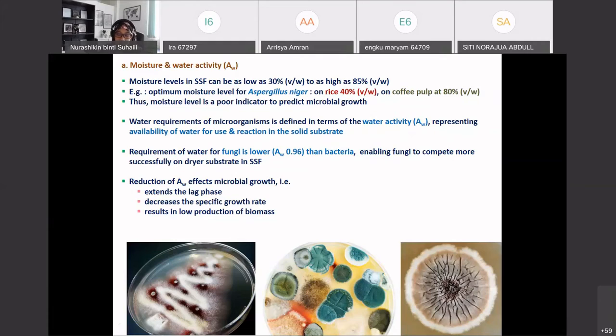Okay, so I think this is associated with the growth of the fungi. It has a longer incubation period. Yeah, the lag phase is longer than the bacteria. The specific growth rate is lower because of the longer growth incubation. Yeah, and it results in low production of biomass. Okay.